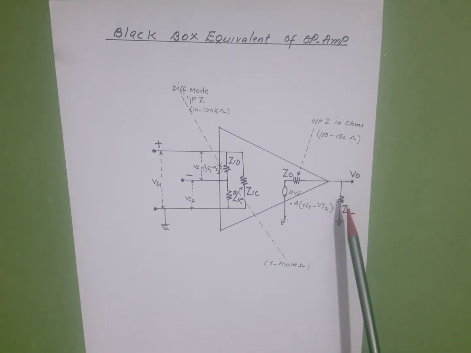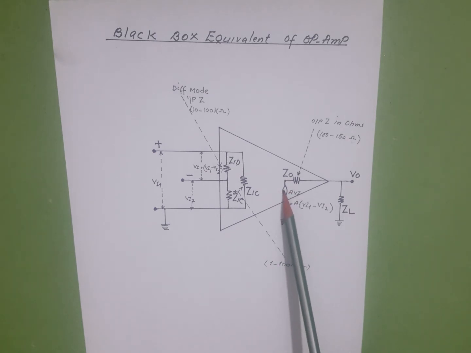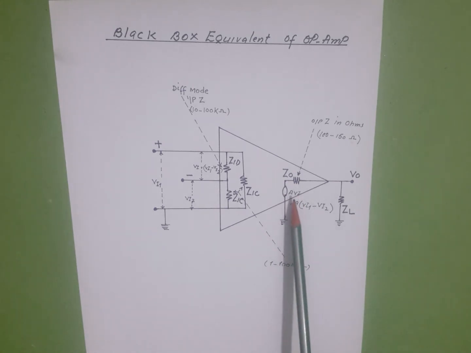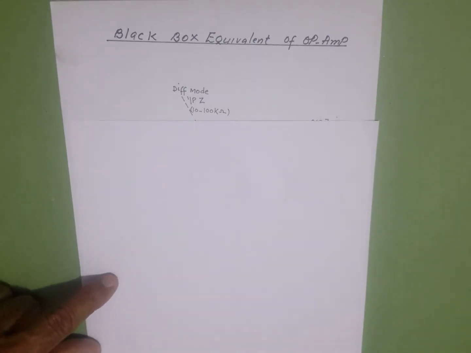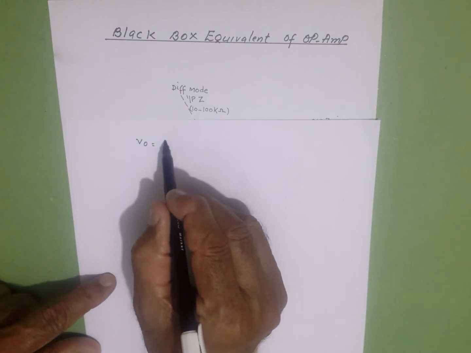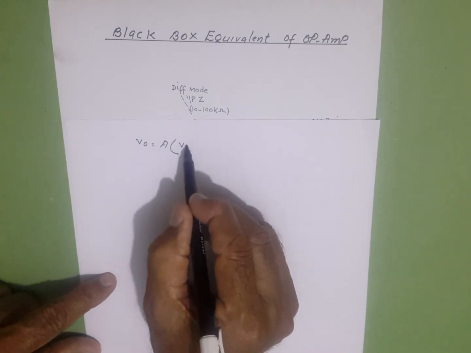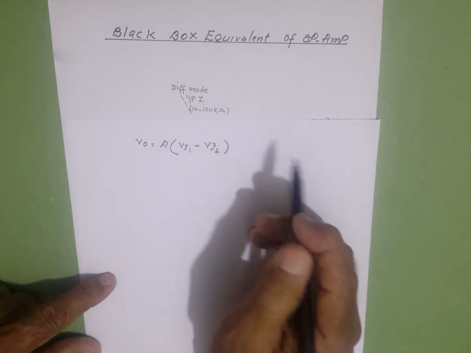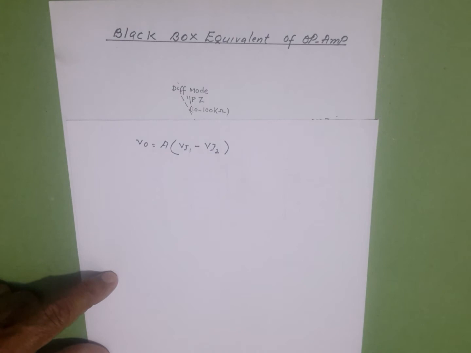V output is taken across ZL, and this, as we know, is called the output controlled generator. A V input means the V input is amplified by the gain of the operational amplifier, and this can be written as V naught equals A into V input 1 minus V input 2, and this indicates that the operational amplifier is working in a differential mode.